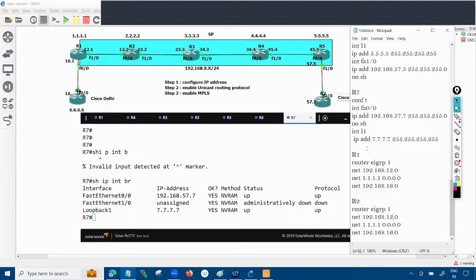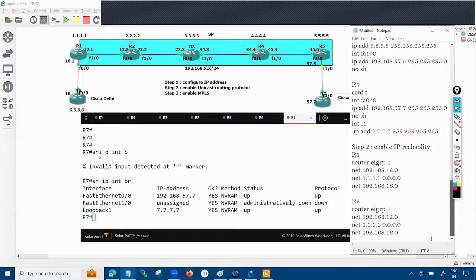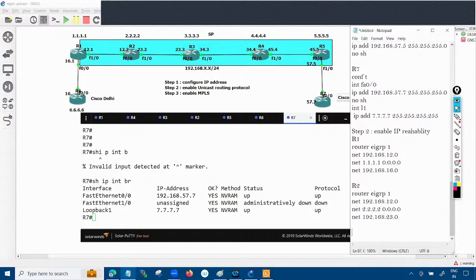So step number 2 is what? Enable IP reachability. I just need reachability. You can do anything: you can go with OSPF, you can go with RIP, anything is fine. I just need reachability. You can go with static routes as well. So 23.0. R2 is done. R3 now we have.